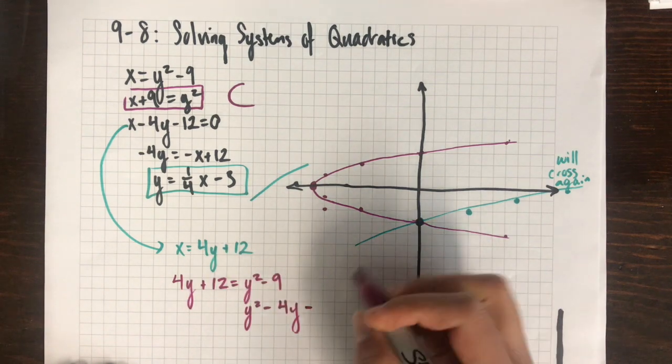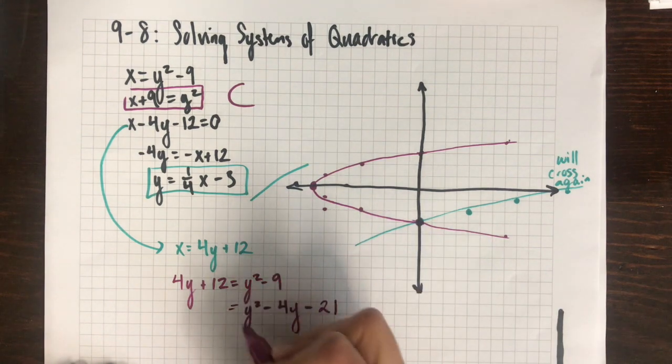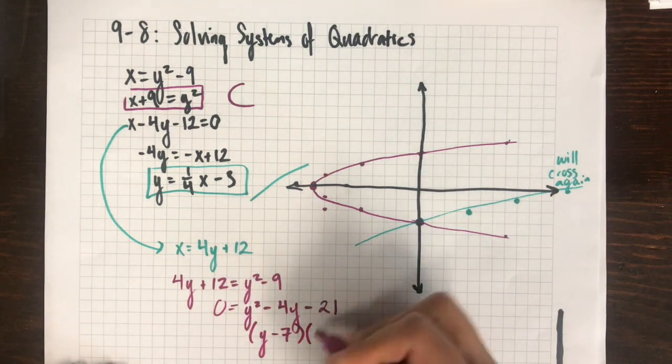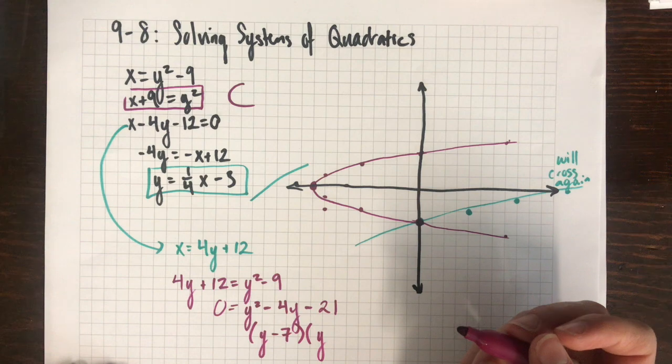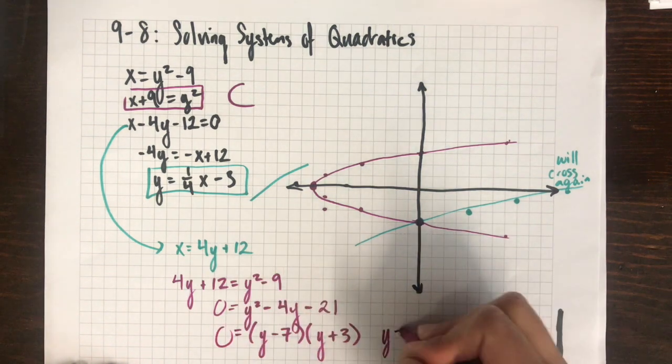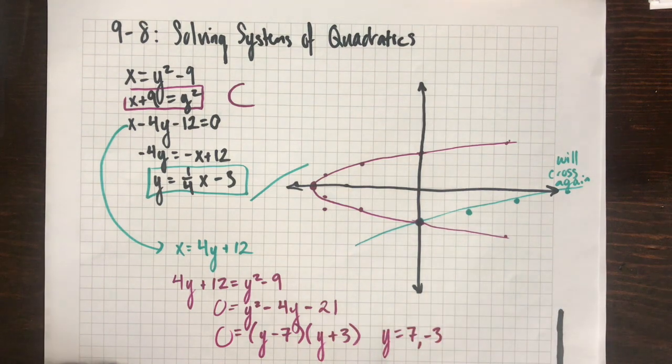So I get 4y plus 12 is equal to y squared minus 9, which means that if I bring everything to one side, y squared minus 4y minus 21 is equal to 0, and then I can factor this into y minus 7 and y plus 3, which means y is equal to 7 and negative 3.